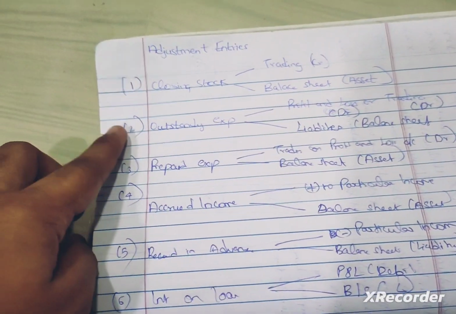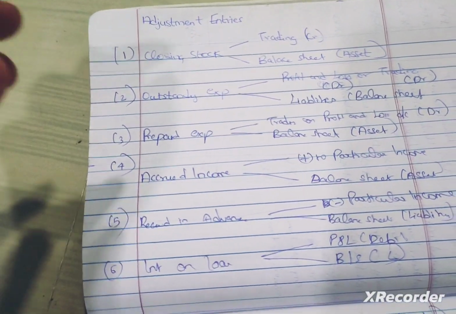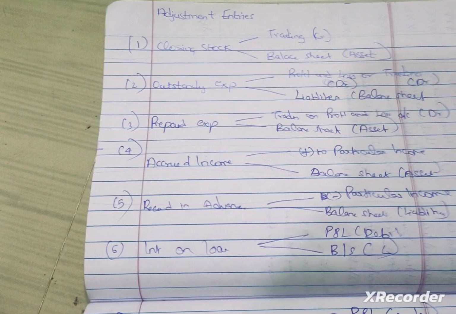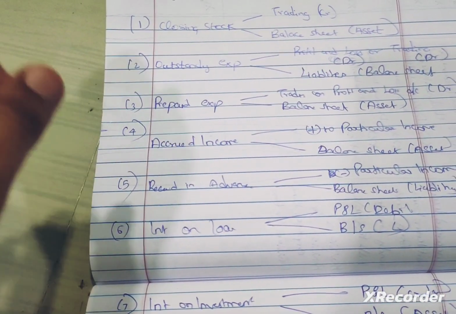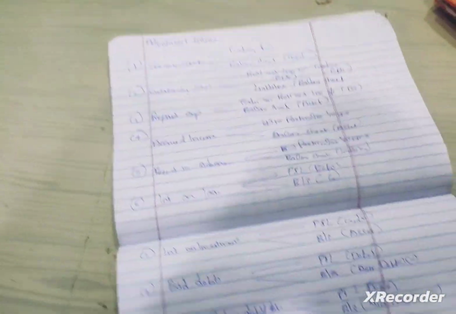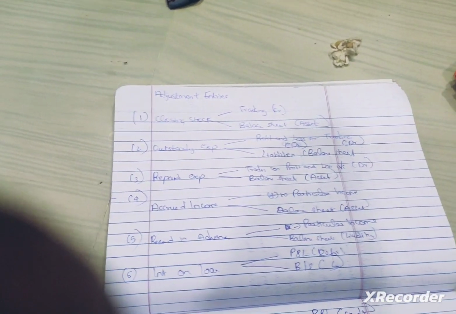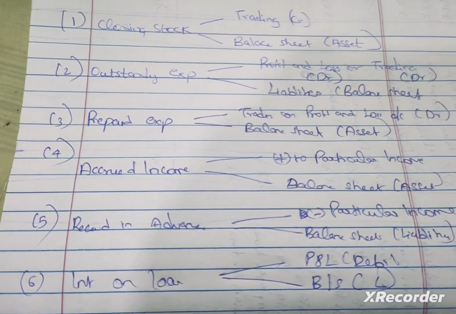See, when we look at closing stock, it occurs on the trading account credit side and the balance sheet asset side. Then we have outstanding expense, it occurs on the profit and loss account debit side and the liabilities side in the balance sheet. Okay, then we have prepaid expense. Prepaid expense can be available anywhere: trading or profit and loss account, and balance sheet asset side. In trading and profit and loss account, it will occur on the debit side.